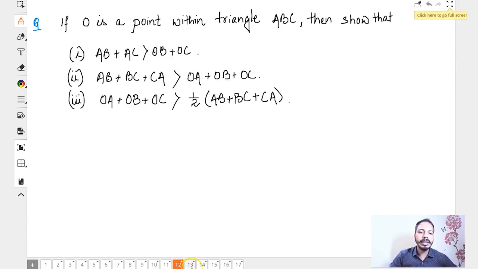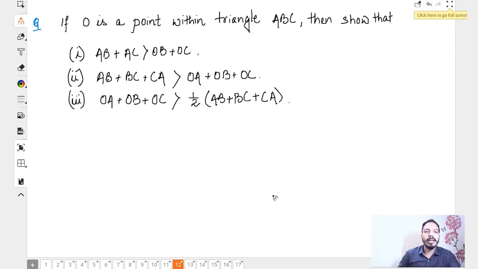Now I have a few more problems with me. These types of problems are basically from inequalities. Now this is a simple problem of inequality, but let me just show with this problem what are the properties of inequalities.